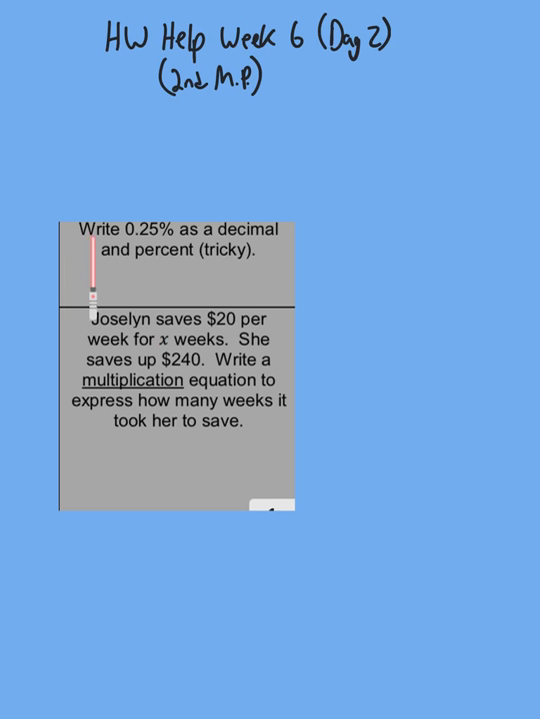First problem says, write 0.25% as a decimal and a fraction. So remember, this is like one last week that was tricky because it looks like a decimal, but it's really a percent. If it has a percent sign, it's a percent. So I'm going to start by using DEEP.